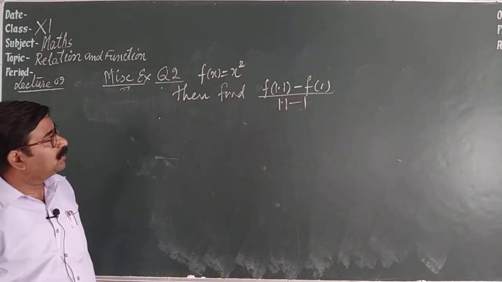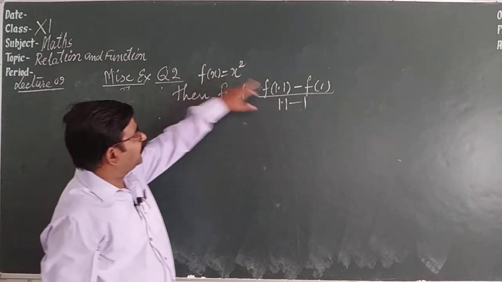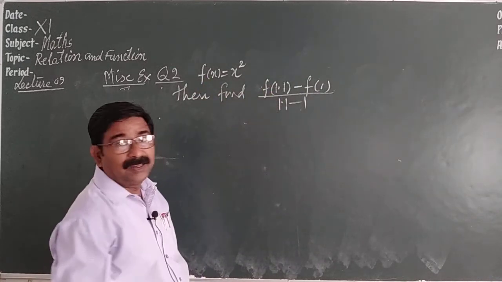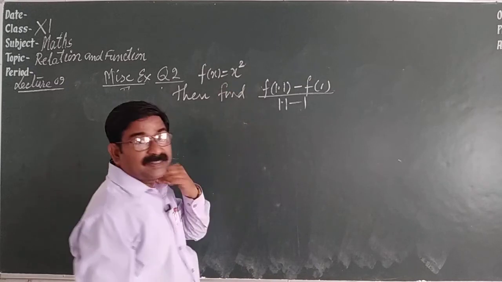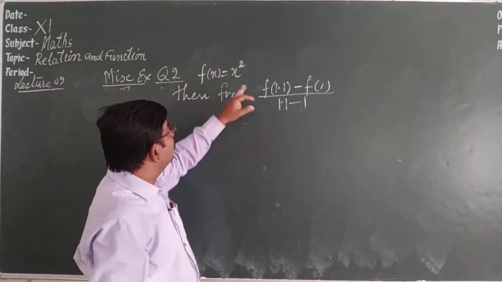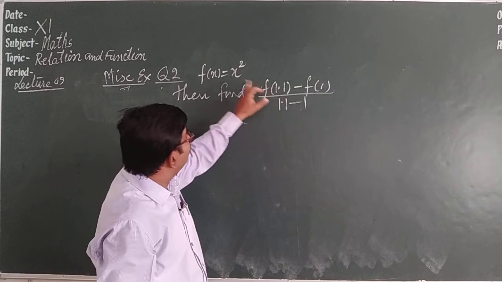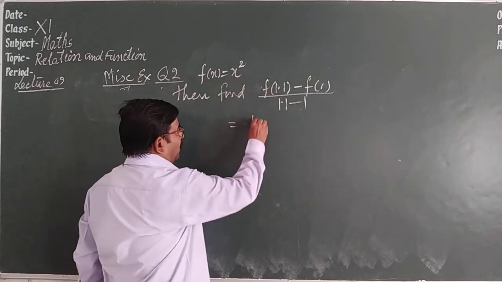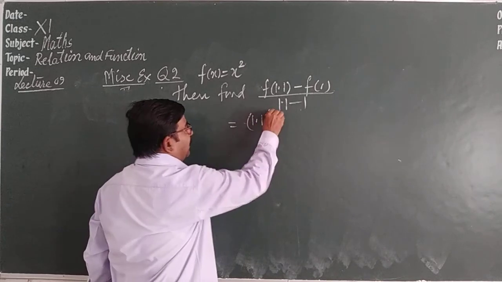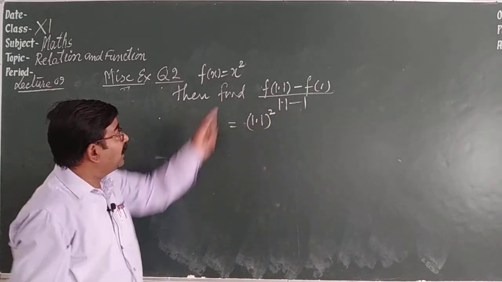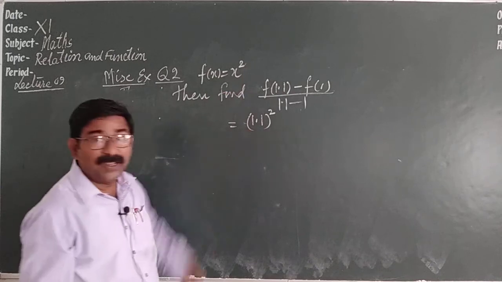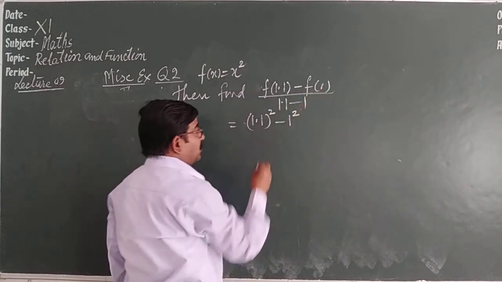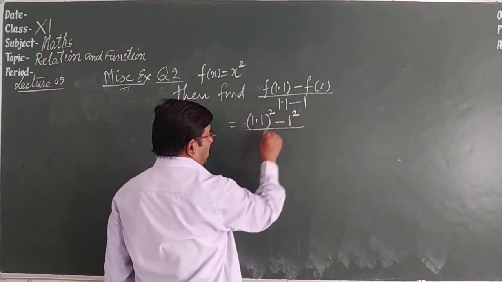Just go through it. What is in place of x? It is in the bracket of fx. So fx is equal to x square, means we have the square of this value. So what will be its value? 1.1 square. In place of x, this is 1.1 and its value is x square. So it is 1.1 square minus 1 square upon 1.1 minus 1.